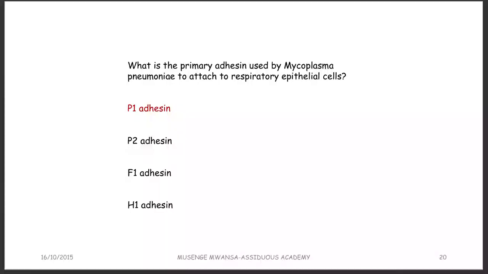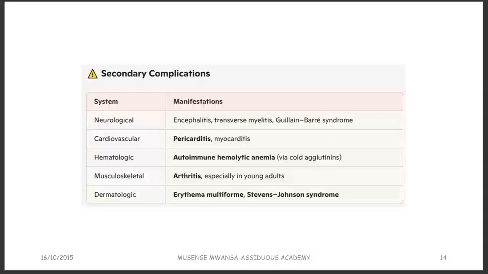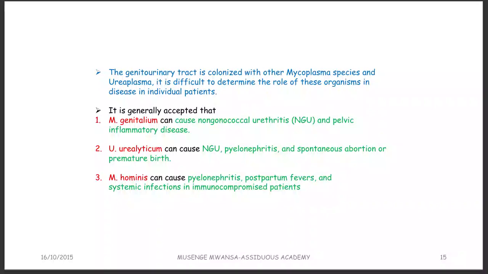What are examples that we said? We said that when someone is giving birth, it can lead to abortions, spontaneous abortions, or premature birth. So that is it for this class.